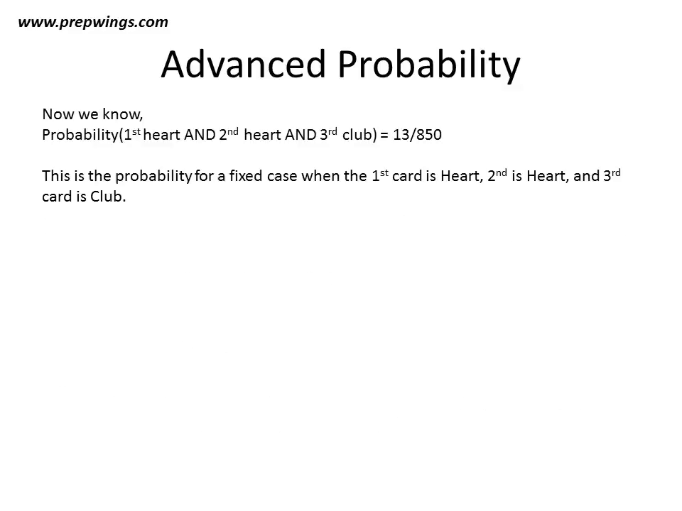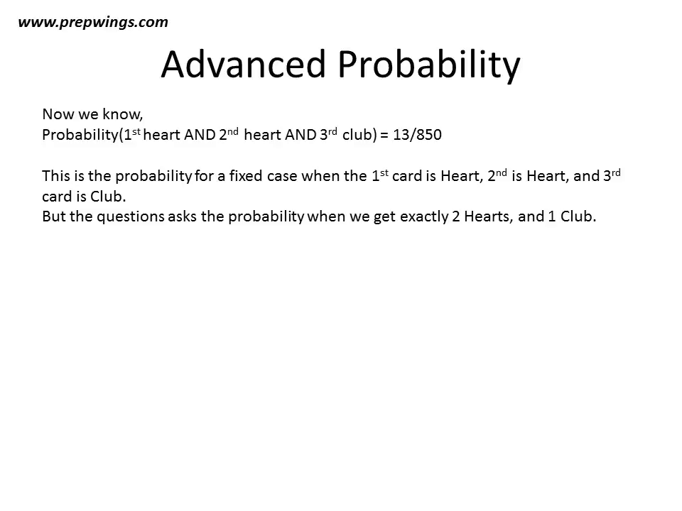But keep in mind, we don't have to calculate the probability for the first heart and second heart and third club. We have to find the probability to get 2 hearts and 1 club. So the probability that we found out is of a particular order, wherein the first is a heart, second is a heart, third is a club. So we will have to look at other possible orders as well.